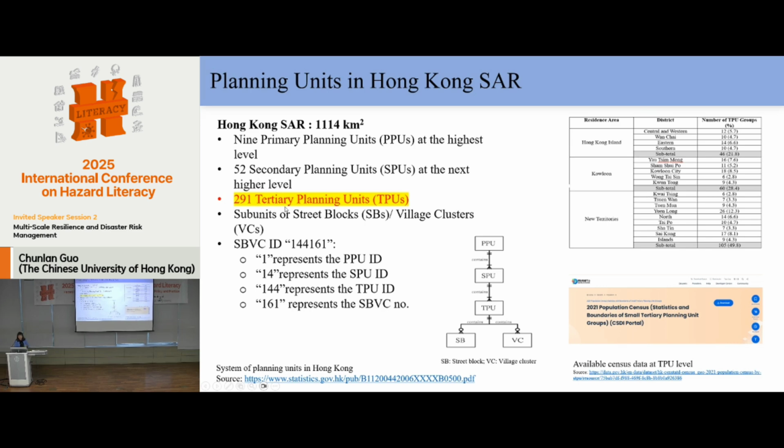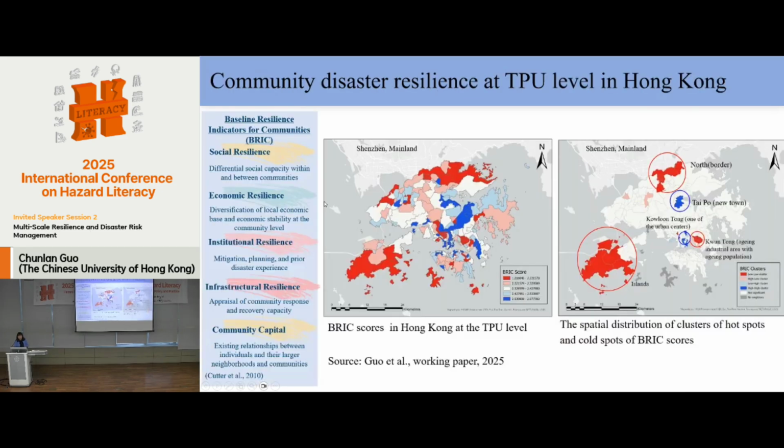In this year's work, we assessed the community resilience for 291 TPU. And now let's look at the result. We applied the Susan Carter's framework, and this is the result of the community resilience in Hong Kong at TPU level. And then in geography, we conduct some spatial analysis, right? And we found the hot as well as the cold spot.